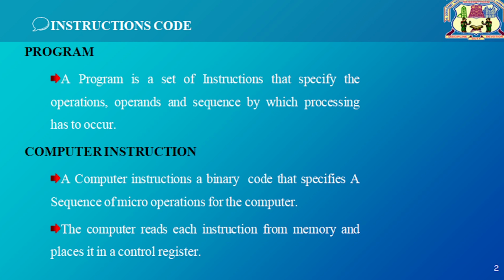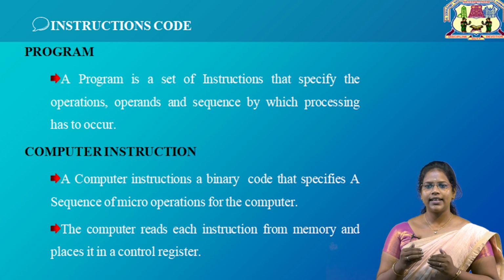Okay, so computer instructions come after the program, because the program is made up of computer instructions. So what is an instruction? A computer instruction is a binary code that specifies the sequence of micro operations for the computer. That means, for example, I want to perform addition, and for performing addition, the basic operations required are to fetch the data from memory and store it into the register, then perform the addition, and write the result back to the memory. So such micro operations are defined based on this binary code, and that is the instruction.